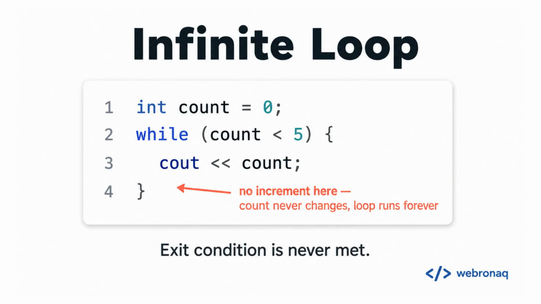This is the core definition of an infinite loop, a loop whose condition never becomes false. The computer is not confused. It is doing exactly what it was told. The problem is the instruction itself is missing something critical. Let's look at the 3 most common reasons this happens in real code.